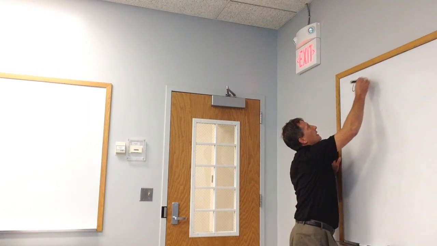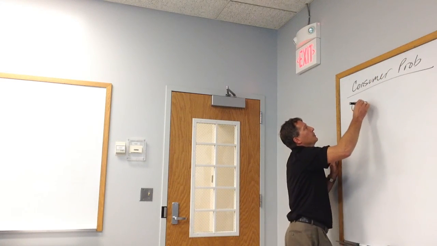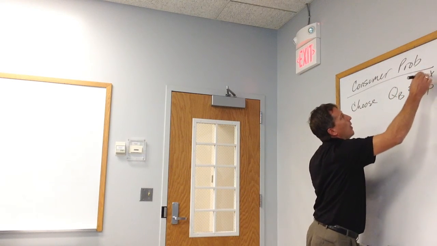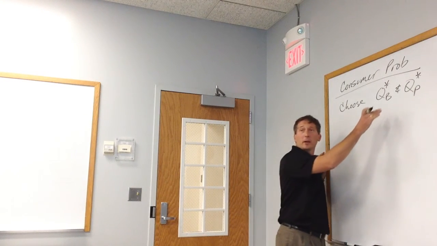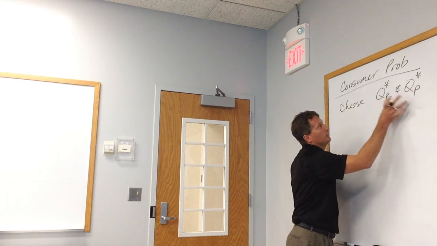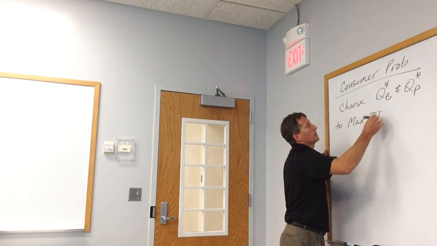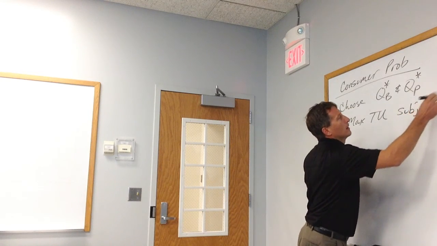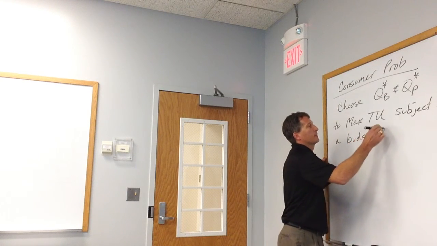So let me just kind of rehash here. Consumer problem. Choose QB and QP, the quantity of beer and pizza. So these are what we call our choice variables. These are the things we're choosing. Choose beer and pizza to maximize total utility subject to a budget constraint.